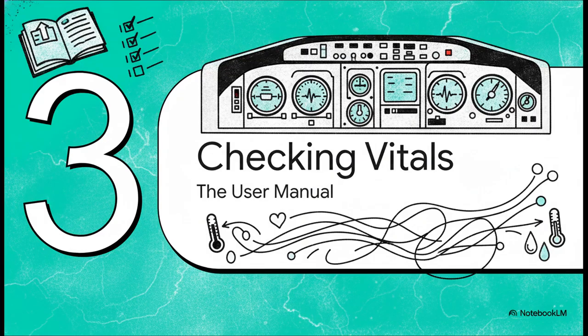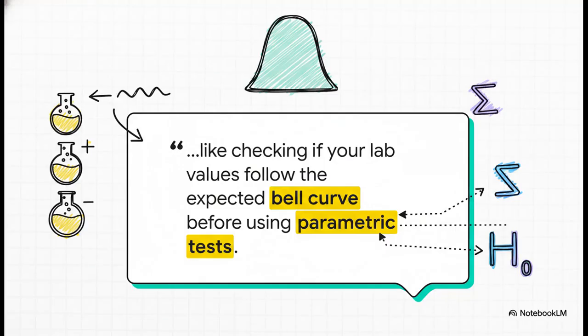So you can think of it like a user manual or maybe a pre-flight checklist. Before you use a really powerful tool, you absolutely have to read the instructions, right? You have to make sure the conditions are perfect. And for parametric tests, that means you've got to check your data's vitals first. And this quote just nails it. It's so brilliant. You would never ever interpret a patient's lab value without knowing the normal range, would you? Of course not. Well, it's the exact same logic. You should never use a parametric test without first checking if your data has that expected bell curve shape.